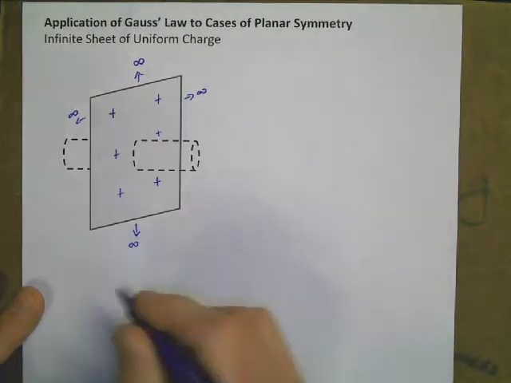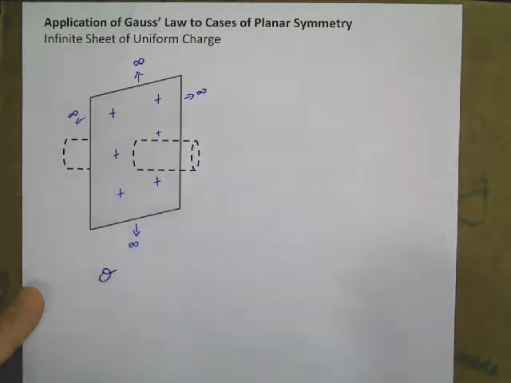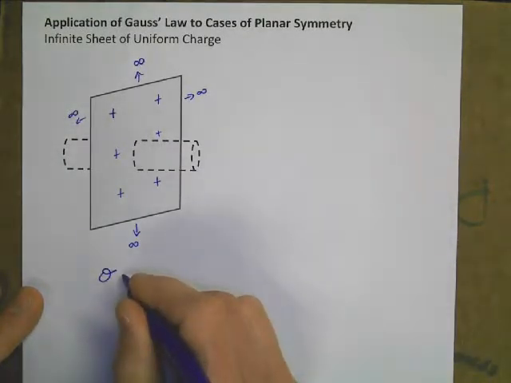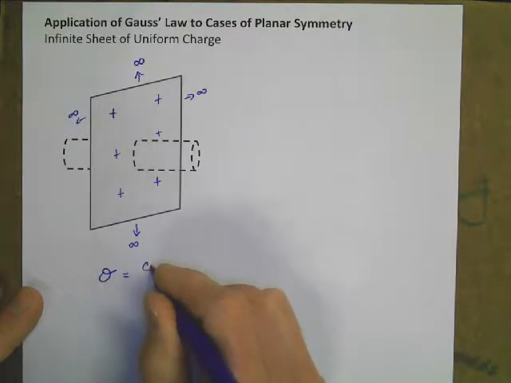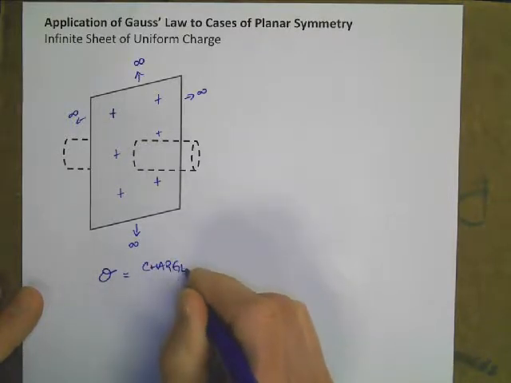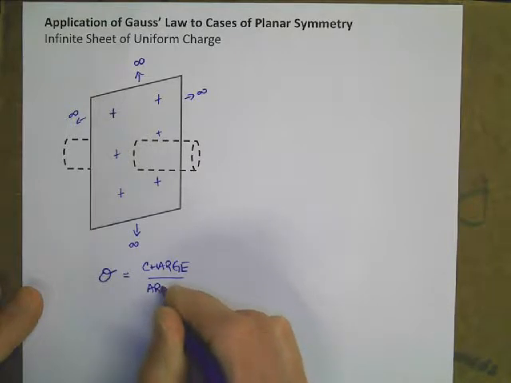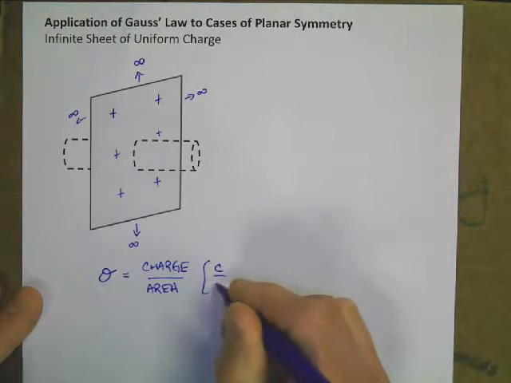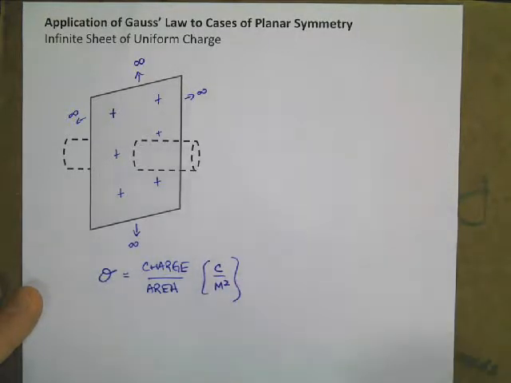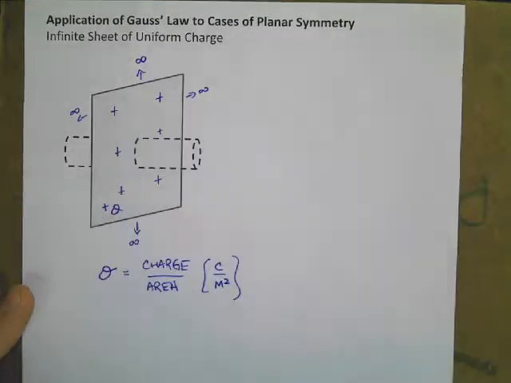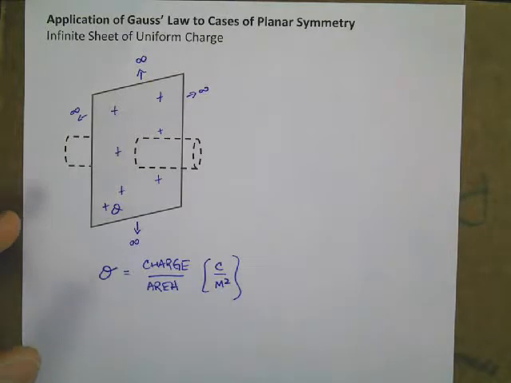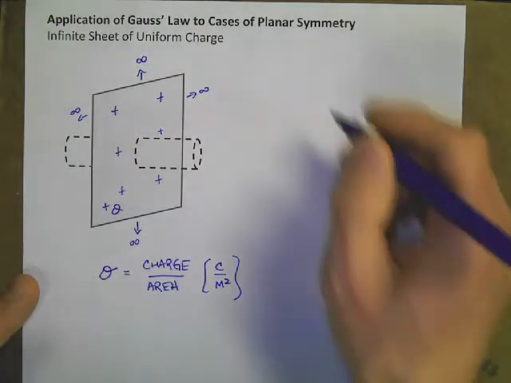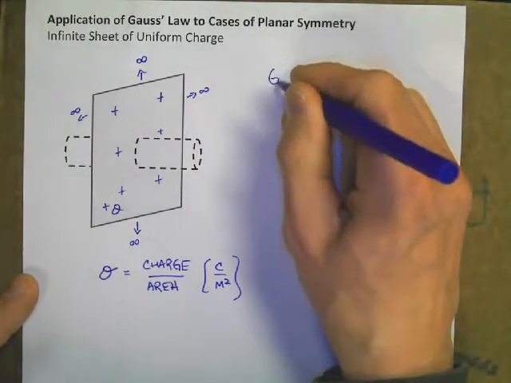sheet. So instead, we'll talk about the density of charge on the sheet, so the charge per unit area. And the units for that, of course, would be coulombs per meter squared. So we're going to put a positive charge density on the sheet, and that's going to characterize the charge. Okay. All right.